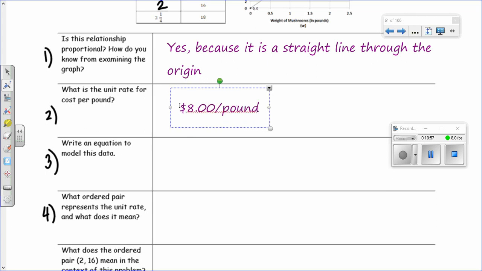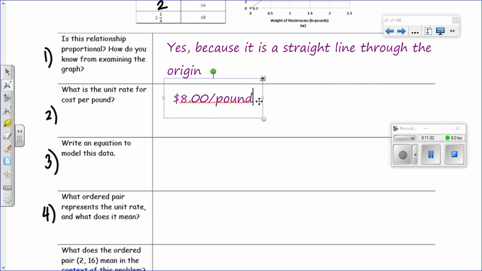I want you to see it as $8 per pound. There's other ways to write it too. You could have just the number 8, and you could have LB, which stands for pounds. It's good to see it represented different ways so that you understand the different representations that mean the same thing.